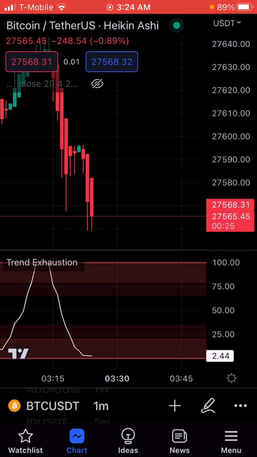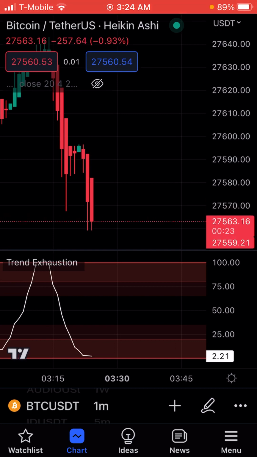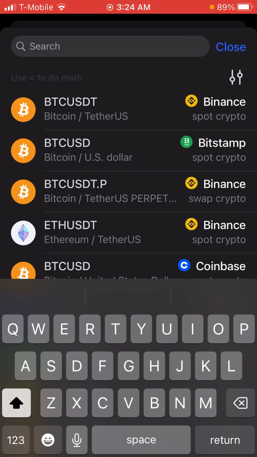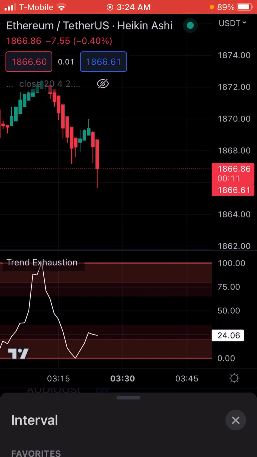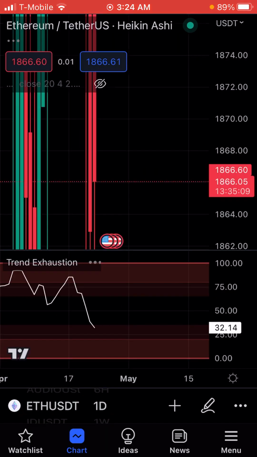Because you see, it's already over on the exhaustion. It's on the bottom. So let's just see if we can find something that's actually doing something right now. Let's look at ETH. Okay, let's look at ETH on the day.